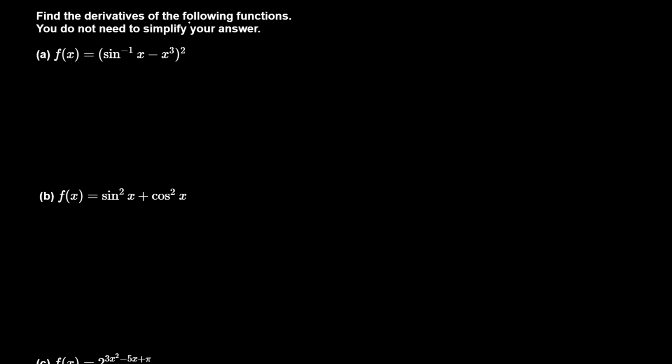Find the derivatives of the following functions. You do not need to simplify your answer. In part A, we have the function (sine inverse x minus x cubed) quantity squared. So quantity squared means it's like something, let's say the inside function be u, squared. When we take the derivative of u squared, from the power rule it's 2u, then times, from the chain rule, u prime, where u is the inside function.